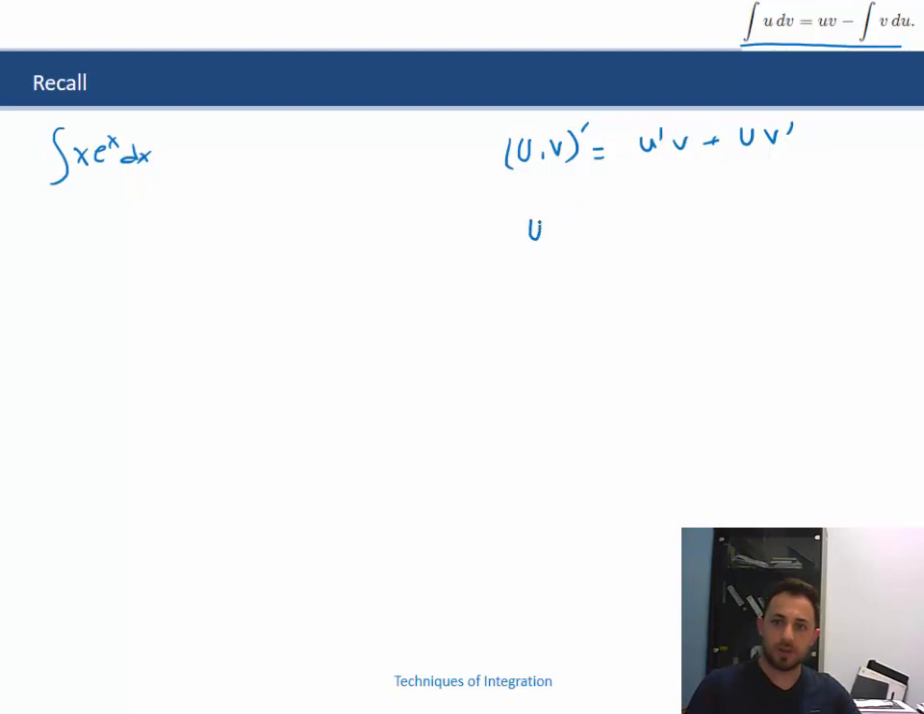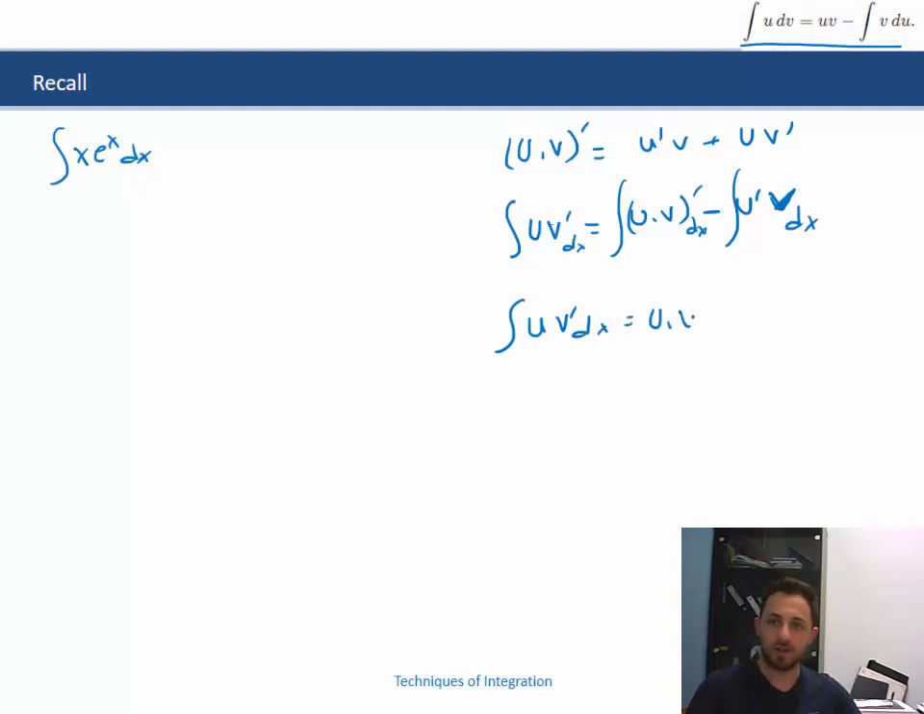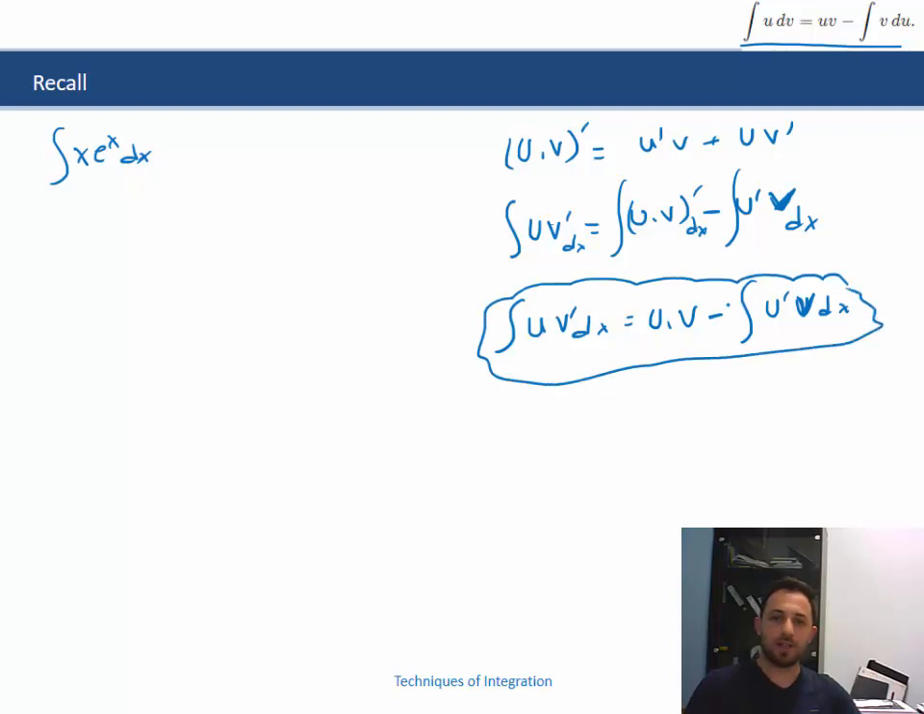Rearranging the equation yields that uv' equals (u·v)' minus u'v. Okay, now let's integrate both sides with respect to x. Then the integral of uv' dx is equal to u·v minus the integral of u'v dx. So this is the formula, and then we just substitute each term.